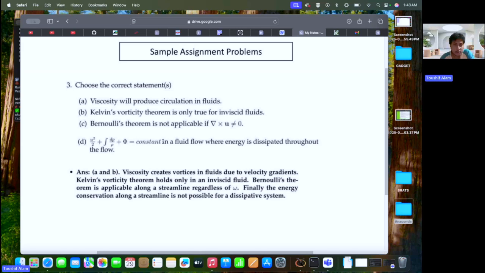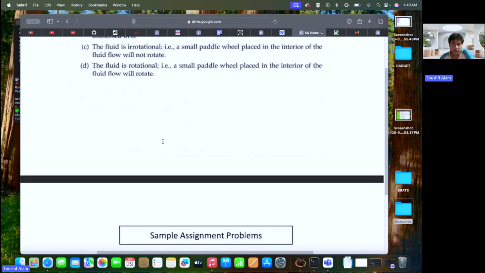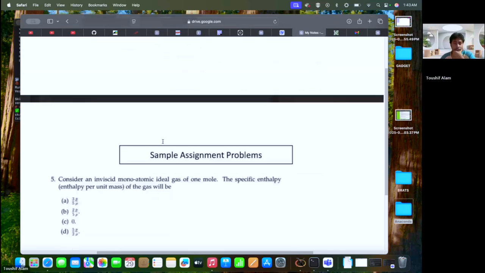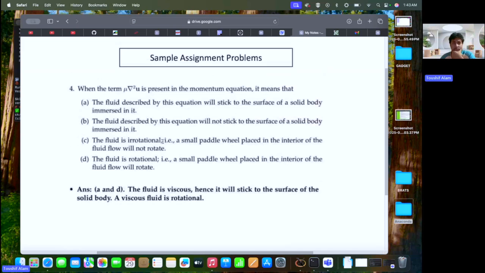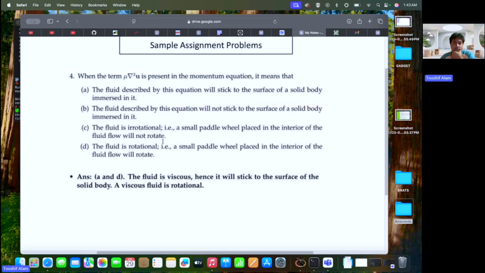Okay, then yeah. So you all have done this, right? Questions 4 and 5. Question 4 is just the no-slip condition with the momentum equation. It will stick to the surface.